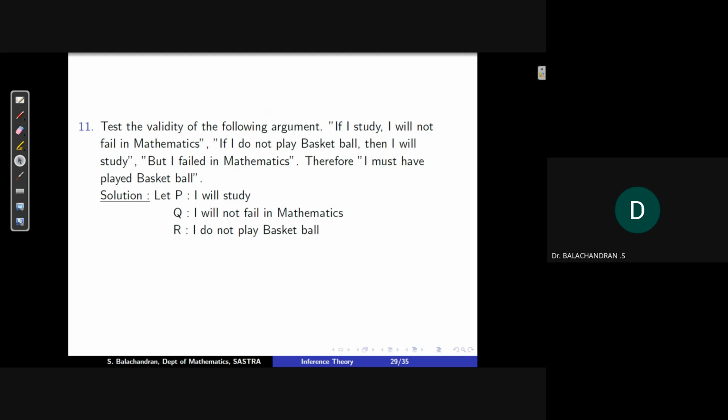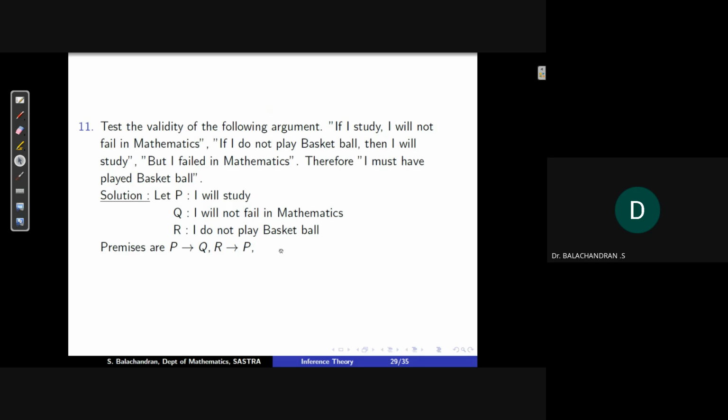So now we are going to write the formula premises. If I study, that means P implies I will not fail in mathematics. P implies Q first. Second one, if I do not play basketball, then I will study. R implies P. Next, but I failed in mathematics. So this is one sentence. I failed in mathematics means what?